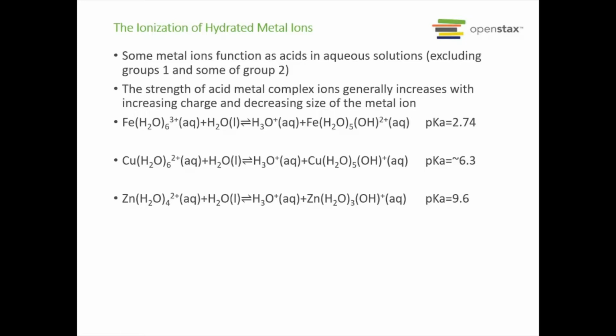Now what's interesting here is the strength of the acid metal complex ions tends to increase with increasing charge and decreasing size of the metal. So here are some examples, looking at increasing charges and size. At the top, we have iron 3+. Notice it's got a pretty high acidity, pKa 2.74. So it's got a higher charge, whereas copper is 2+, and zinc is also a 2+, but we have some size differences between copper and zinc. So you can see those pKa's changing as they form these complexes.